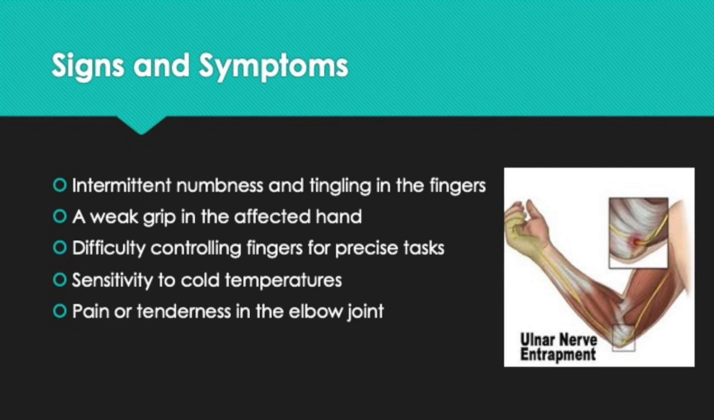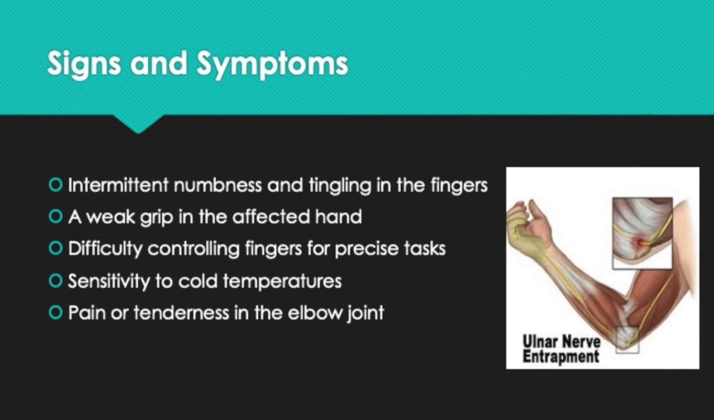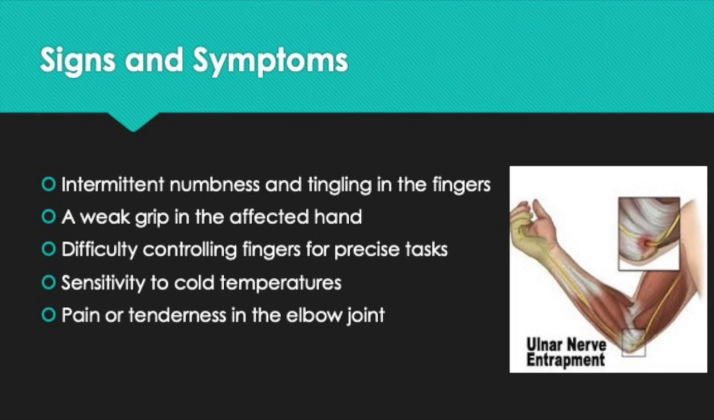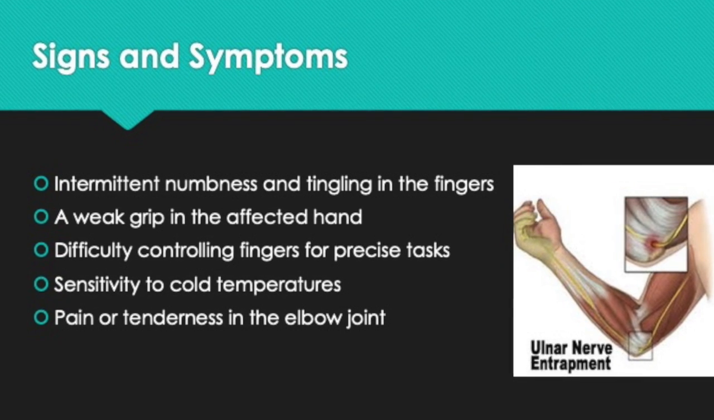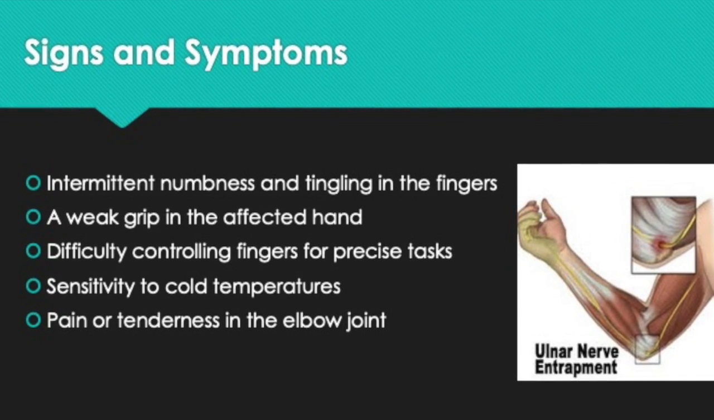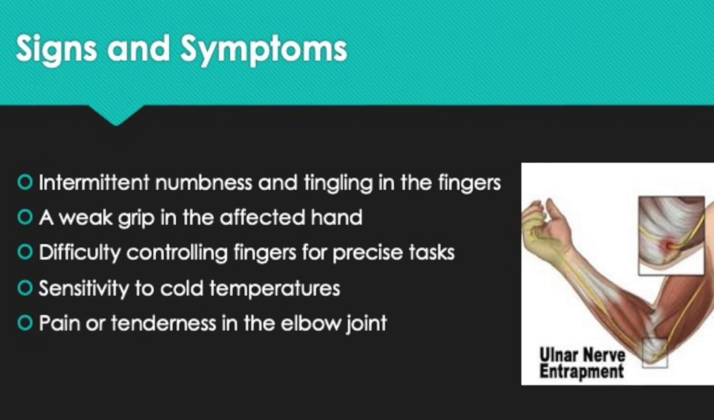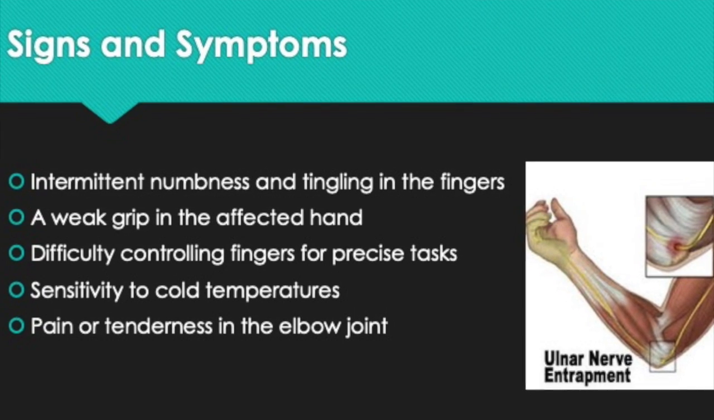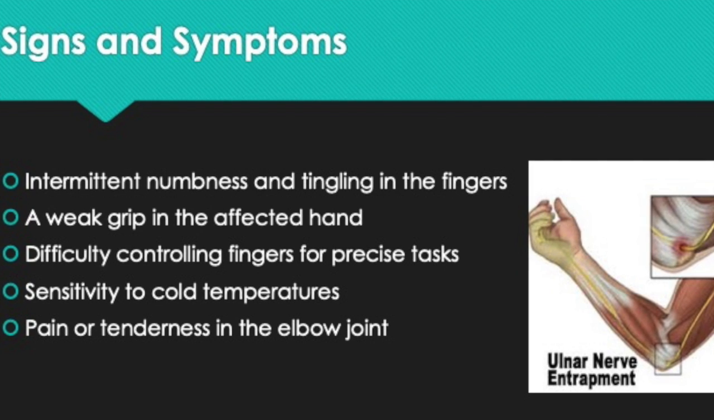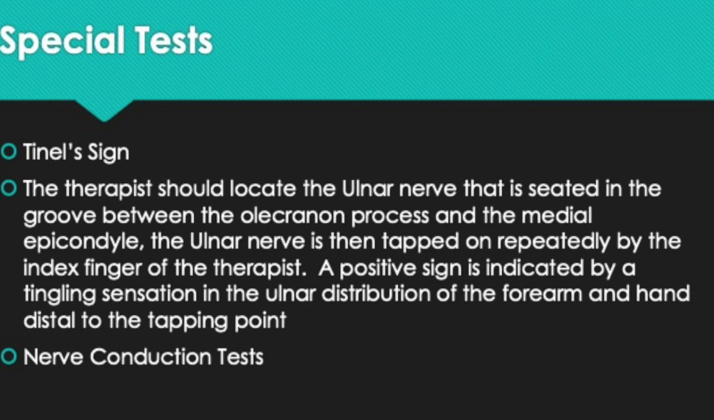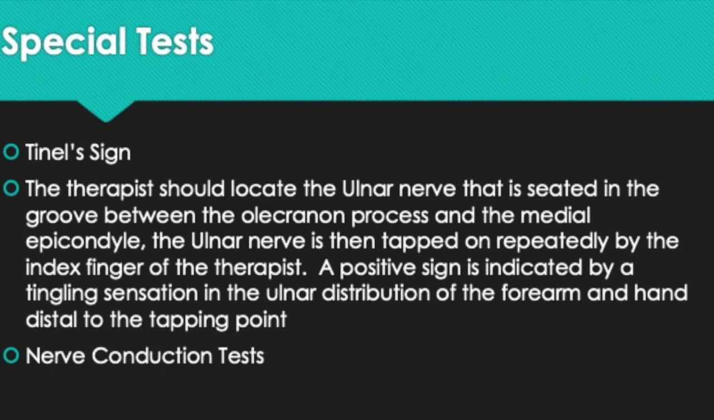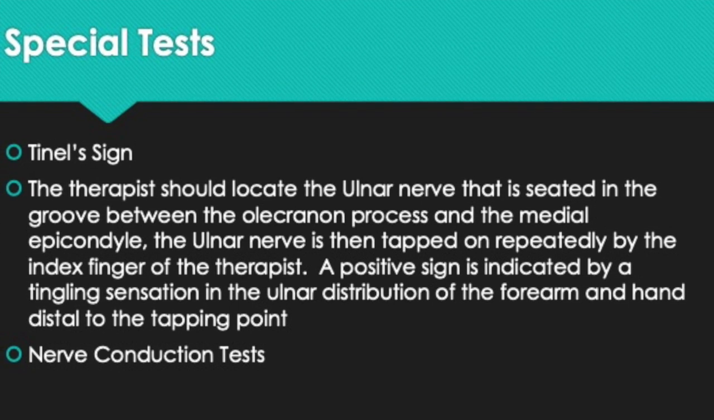Signs and symptoms for entrapment neuropathy of the elbow include intermittent numbness and tingling in the fingers, a weak grip in the affected hand, difficulty controlling fingers for precise tasks, sensitivity to cold temperatures, and pain or tenderness in the elbow joint. Special tests. Tinel's sign is used to identify entrapment neuropathy in the elbow.